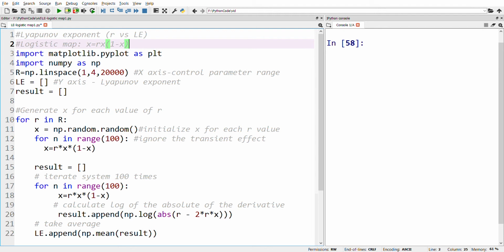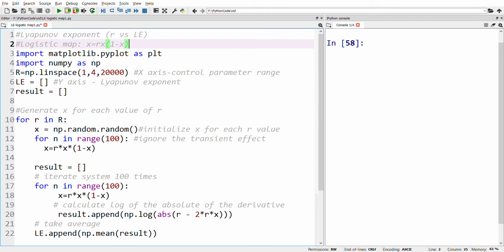A more comprehensive explanation of the Lyapunov exponent is given in a video whose link is in the description box below. I strongly recommend you see that video before coming to the implementation of the Lyapunov exponent in this video.